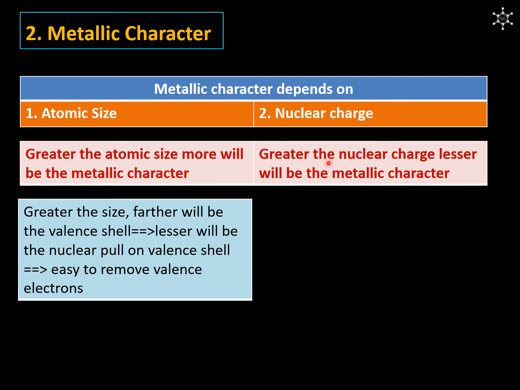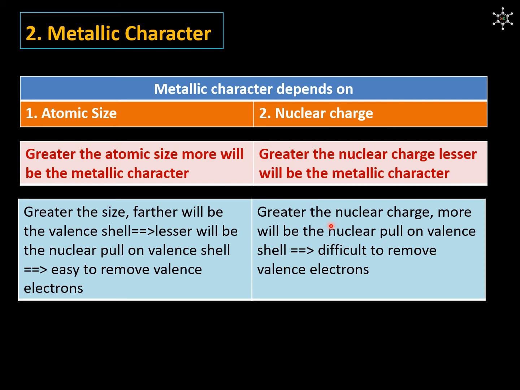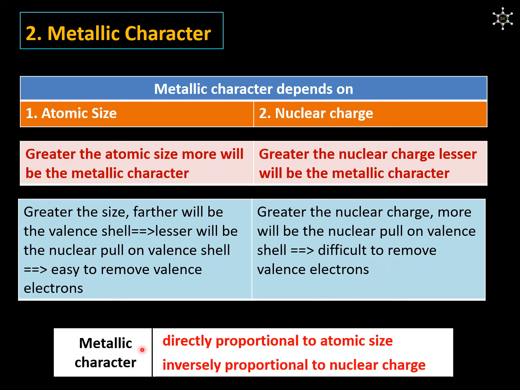The greater the nuclear charge, the lesser the metallic character, because when we have greater nuclear charge, more will be the nuclear pull on the valence shell. This makes it difficult to remove the electrons from the valence shell. Together, metallic character is directly proportional to atomic size and inversely proportional to nuclear charge.